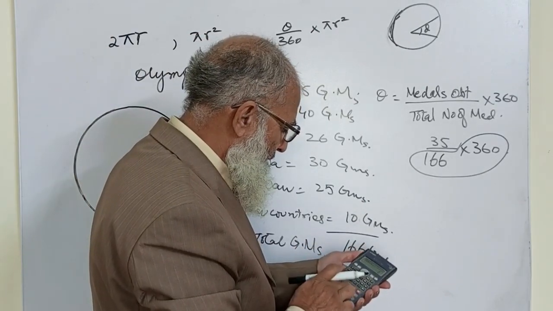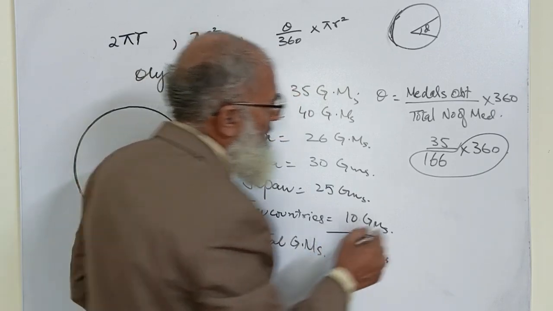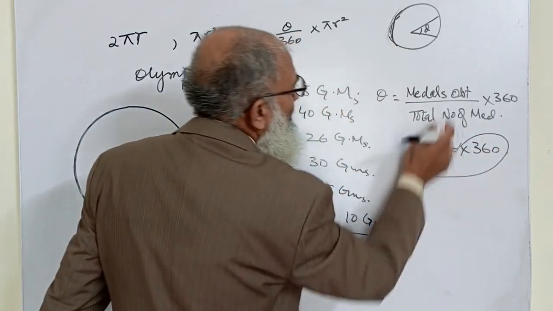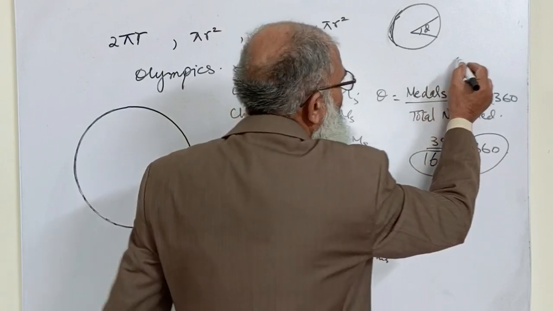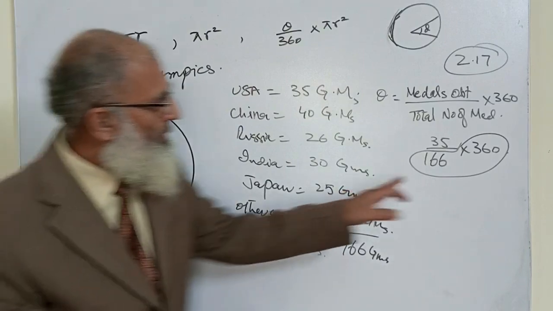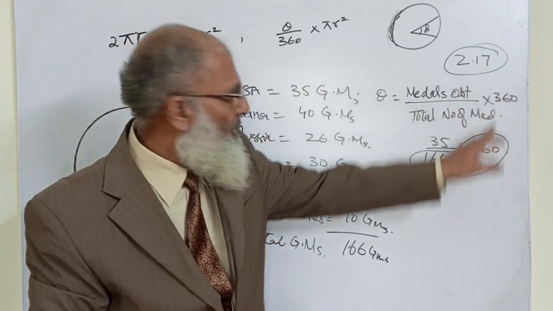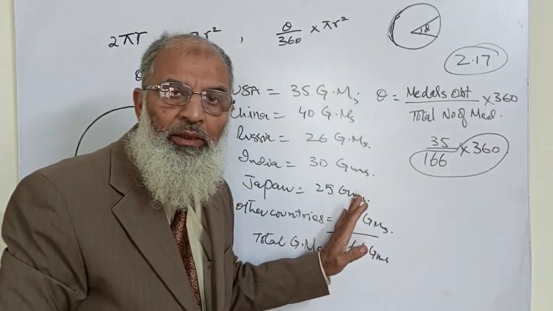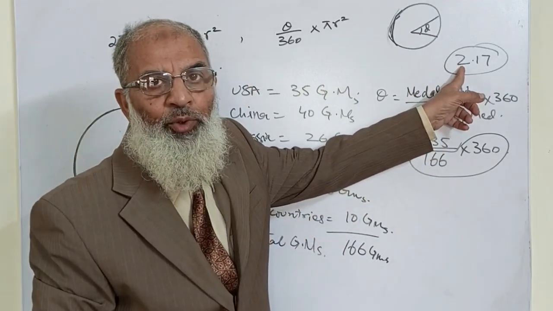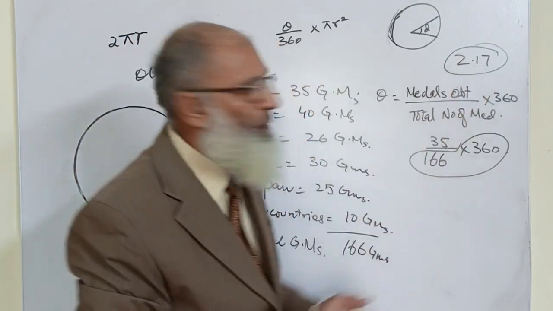360 divided by 166 is 2.16, let us say 2.17. Now you have to multiply this 2.17 for this question only. Mind it, for this question only, it has become 2.17. Now you will multiply 35 with 2.17.